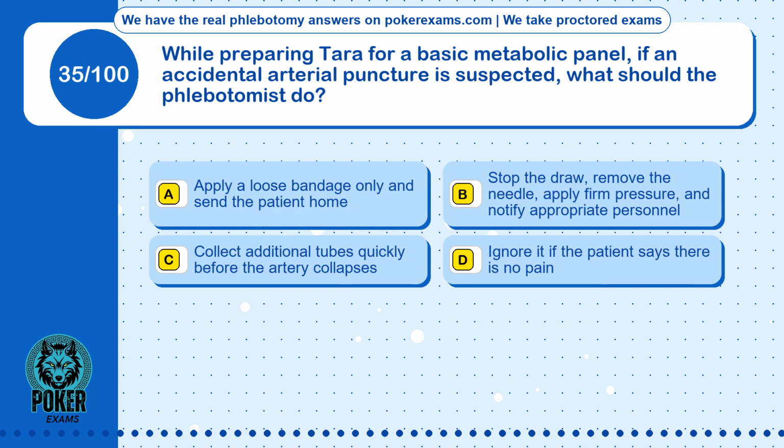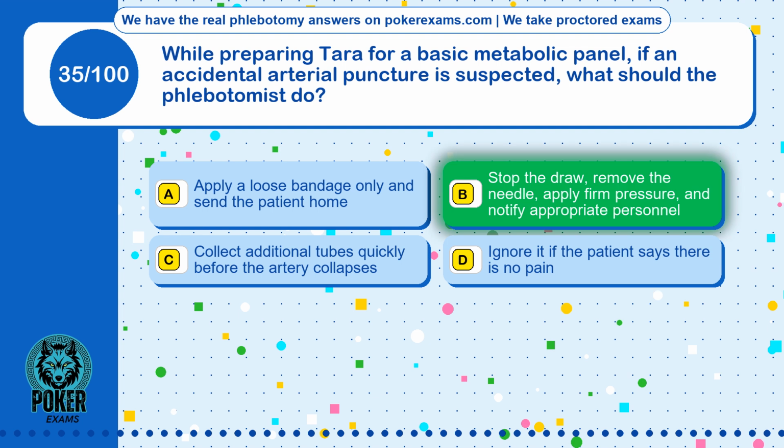Question 35. While preparing Tara for a basic metabolic panel, if an accidental arterial puncture is suspected, what should the phlebotomist do? Option A. Apply a loose bandage only and send the patient home. Option B. Stop the draw, remove the needle, apply firm pressure, and notify appropriate personnel. Option C. Collect additional tubes quickly before the artery collapses. Option D. Ignore it if the patient says there is no pain.